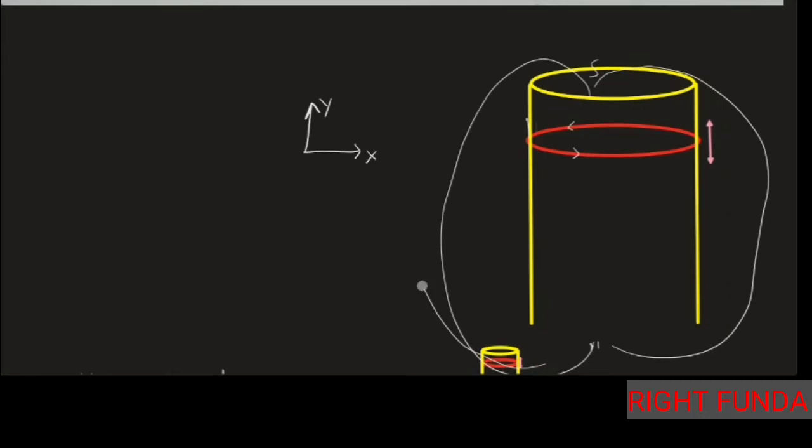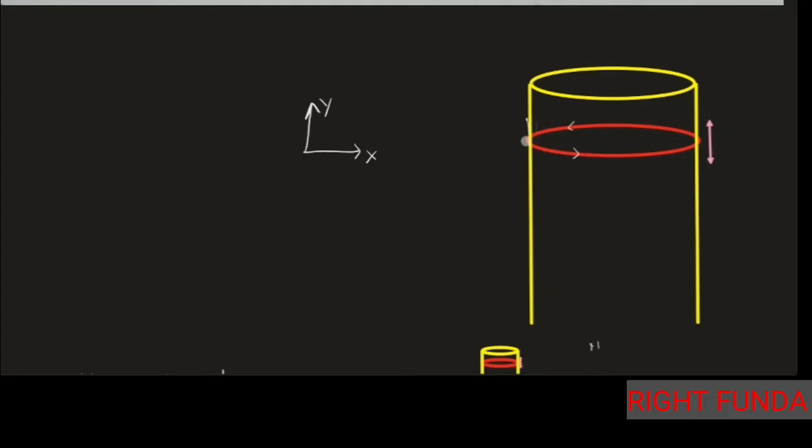Magnetic lines of force will go like this. Here also some field will be there. We don't know how the field is there, suppose it is something like this. Whatever the field may be, I can resolve the field here into two components. Suppose this is my magnetic field.